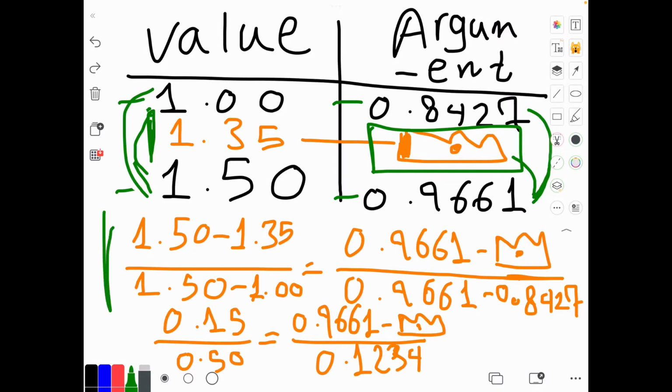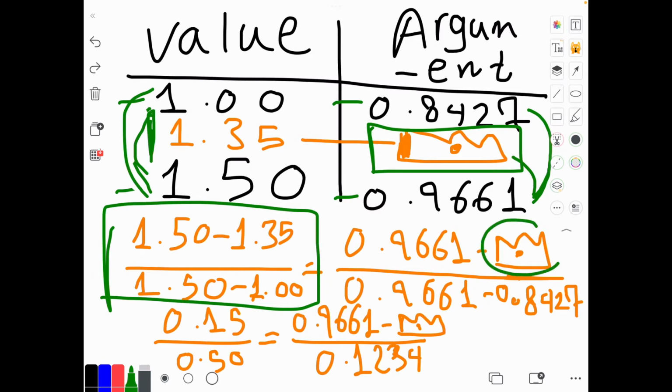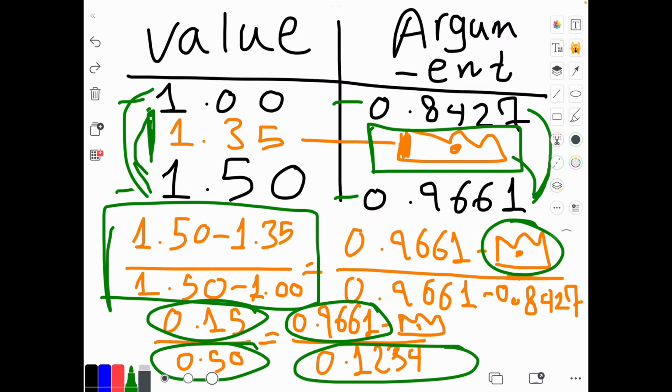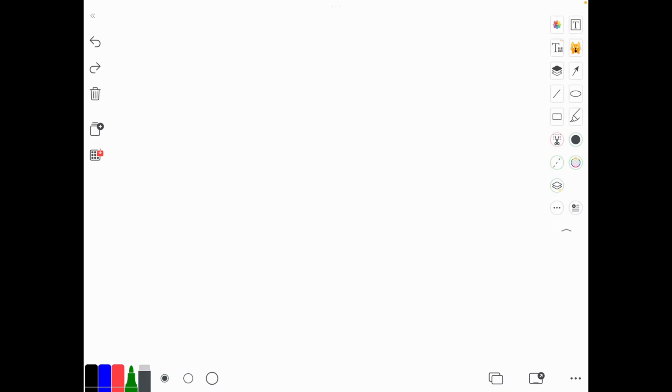So you get one side, as I talked about, on the value side, and we have the argument side, which you have to solve for the crown. Now I get 0.15 over 0.50, and 0.9661 minus the crown over 0.1234. Which is weird, I have 0.1234. That's actually something I didn't want to get, and it's very funny. Alright, we're going to continue by solving this because I didn't have any space.